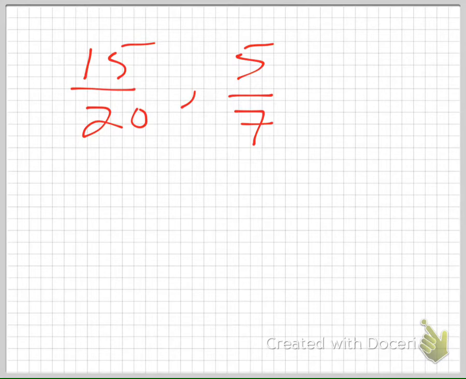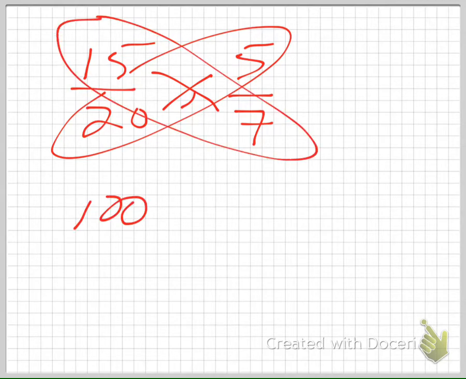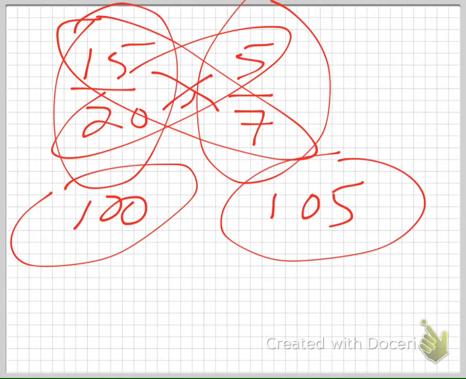How again do we figure that out? Do you remember? We just talked about this. How do I figure out whether or not they're a proportion? You cross multiply. 20 times 5 is 100. 15 times 7 is 105. Is 100 equal to 105? No. Therefore, these two fractions, or these two ratios, do not form a proportion.